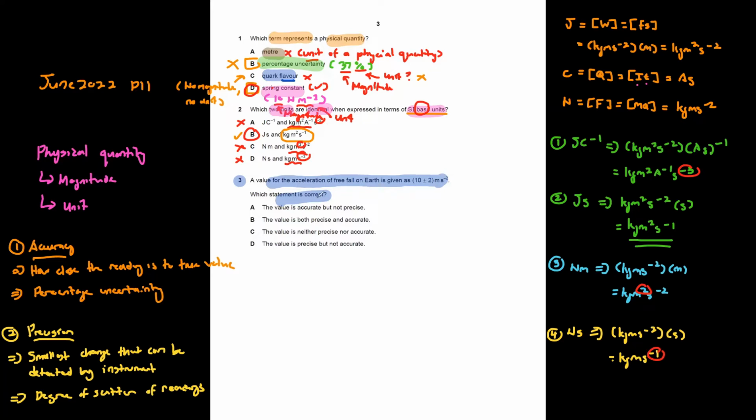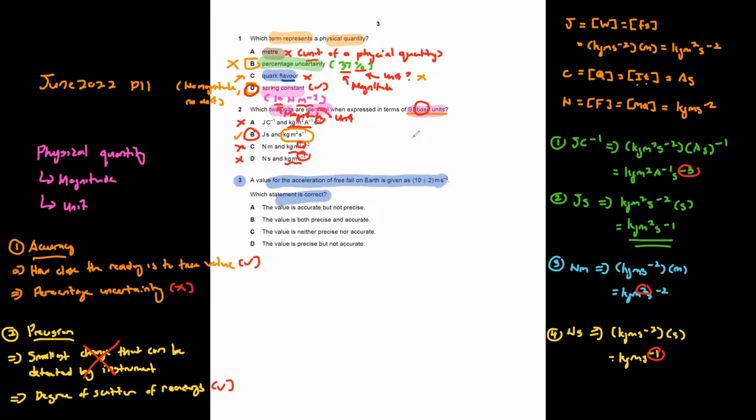So which one actually applies to your current question here? Now, if you're talking about precision, you probably cannot use smallest change that can be detected by the instrument, because this particular question doesn't relate to any kind of measurement done by any particular instrument. So we cannot use the first definition of precision. Instead, we will use degree of scattering of readings. And when it comes to accuracy, we try to use how close the reading is to the true value, as percentage uncertainty is probably not something that we will use.